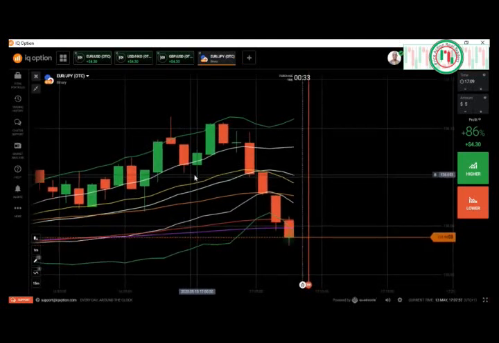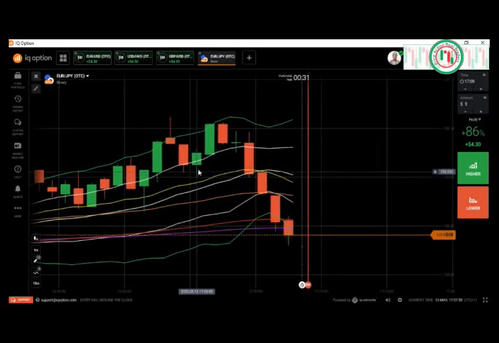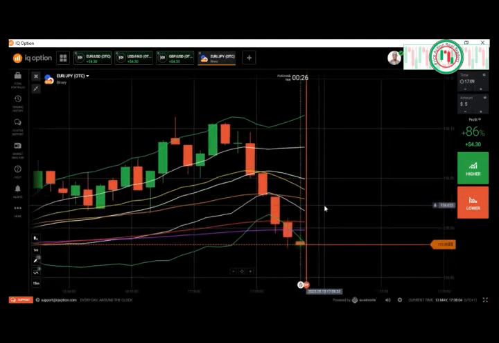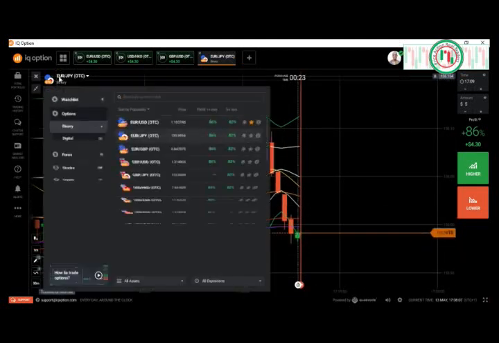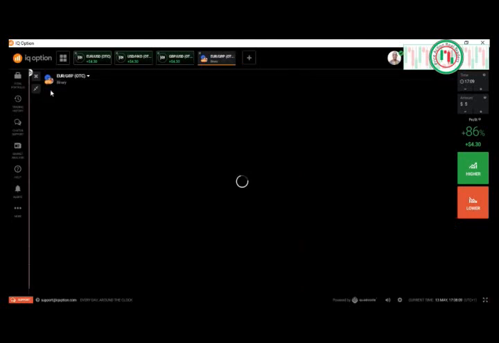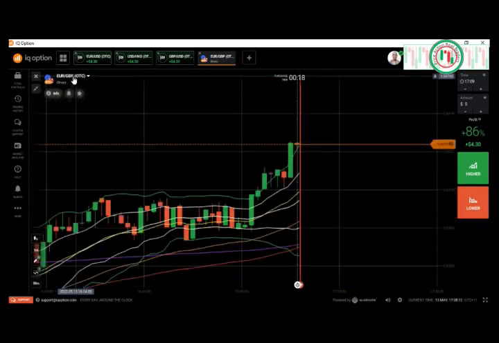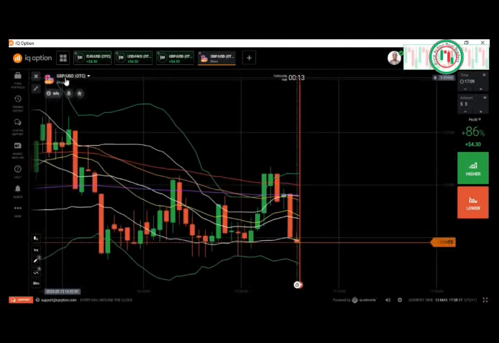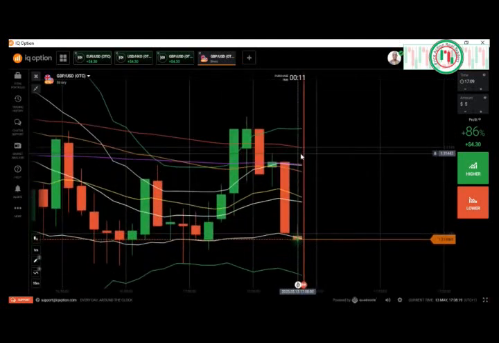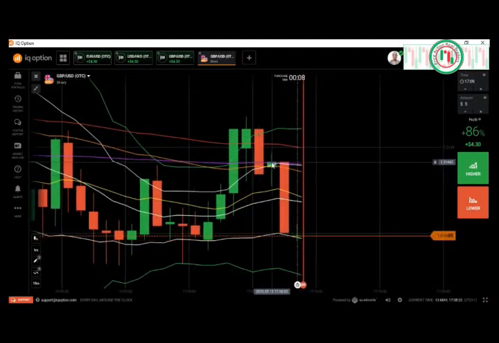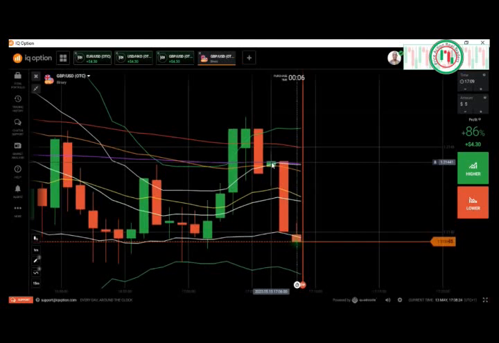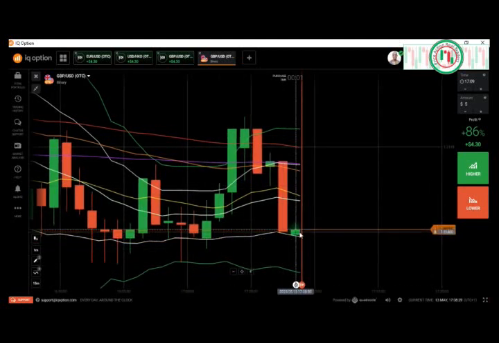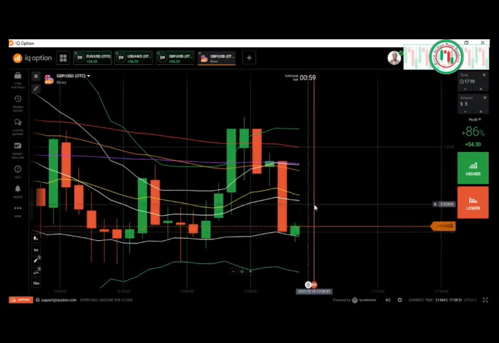Here, up, down. This one is just going anyhow. Let's change to another one. Not nice. Yes, here, and because this is an inside bar, up, down, up, I will wait for this candle to finish, then I will place a call option.